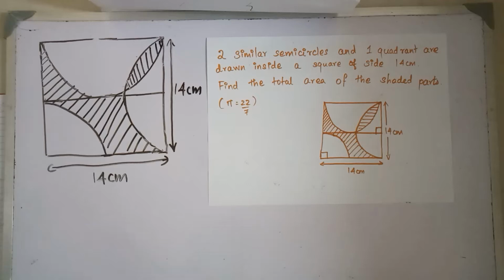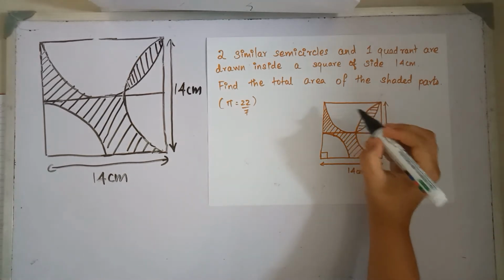Hi everyone, in this problem we'll be looking at a figure based on geometry. Two similar semicircles and one quadrant are drawn inside a square of side 14 cm. Find the total area of the shaded parts, and we have to take pi as 22/7. So they state that there are two similar semicircles and one quadrant.